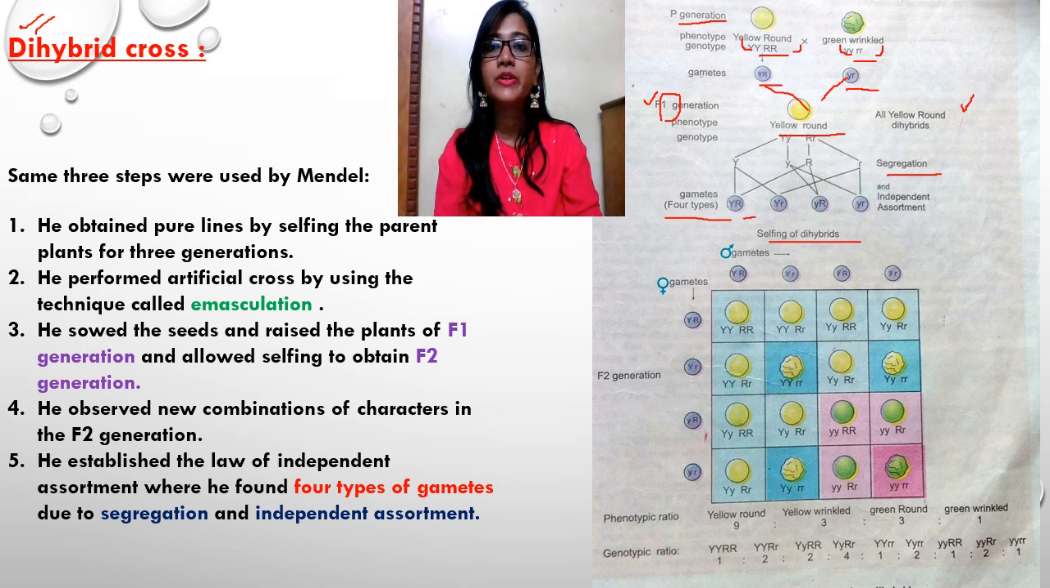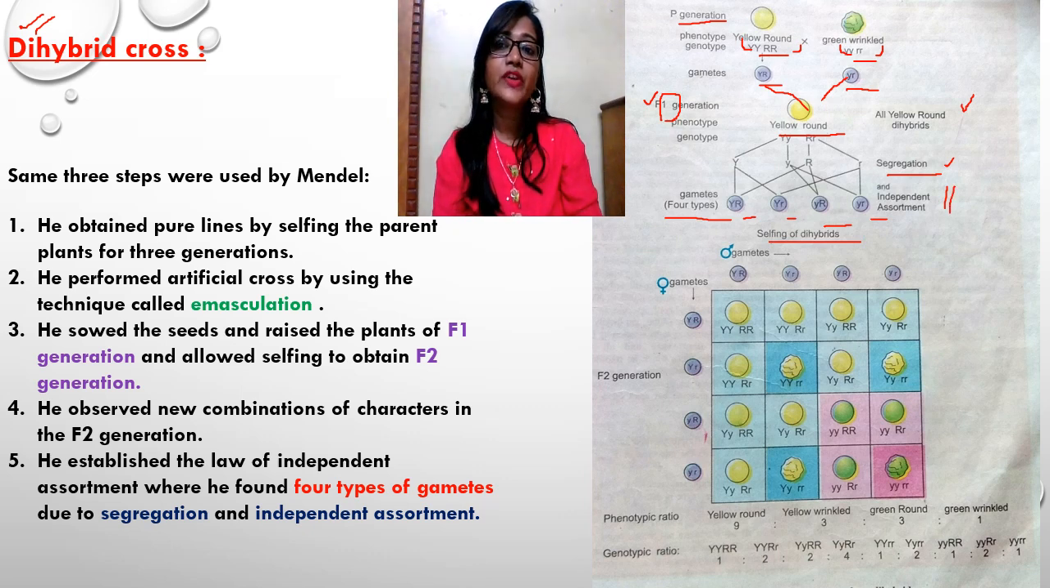Now this capital Y can get combined with capital R, and with small r: capital Y capital R, capital Y small r. Now this small y can get combined with the capital R, and this small y can also get combined with the small r. So these are the four types of gametes which independently assorted, independently expressed themselves by a process of segregation, and this is known as independent assortment.